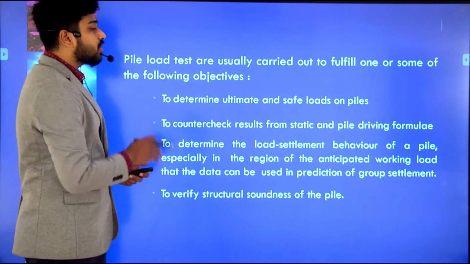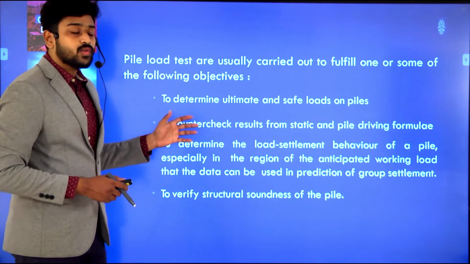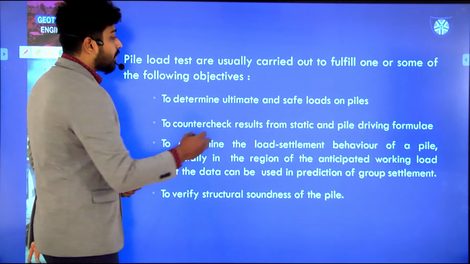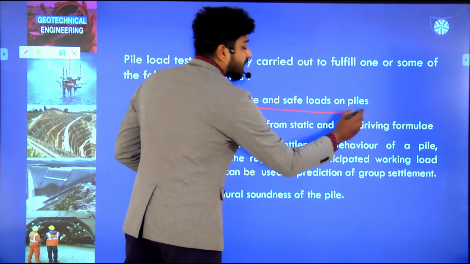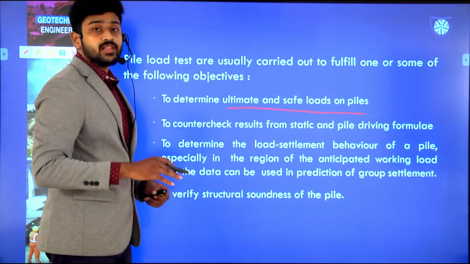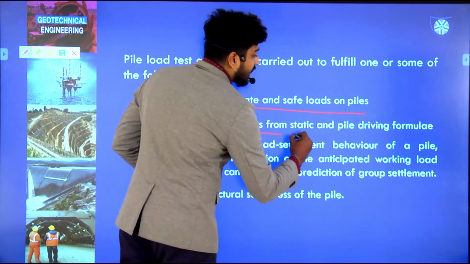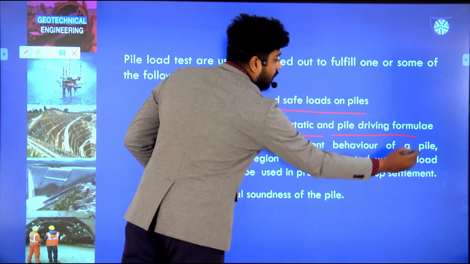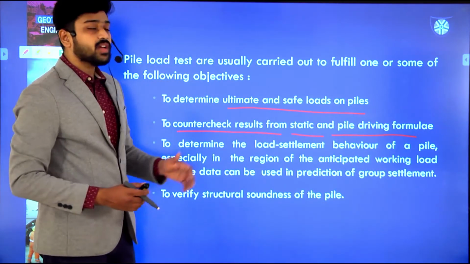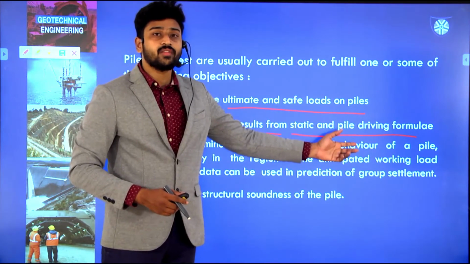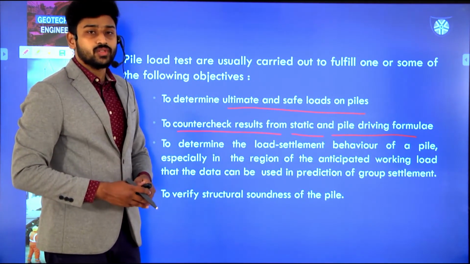This pile load test is generally conducted to fulfill certain objectives. These are generally used to determine the ultimate as well as the safe load that can be applied on the piles, and to counter check the results from the static and pile driven formula. That means we can counter check the results from the static as well as the pile driven formula. This test can be used.